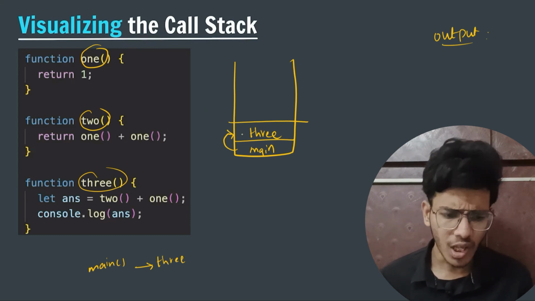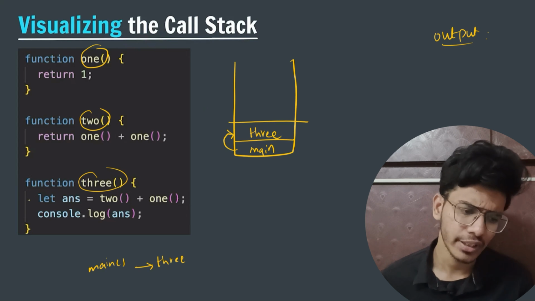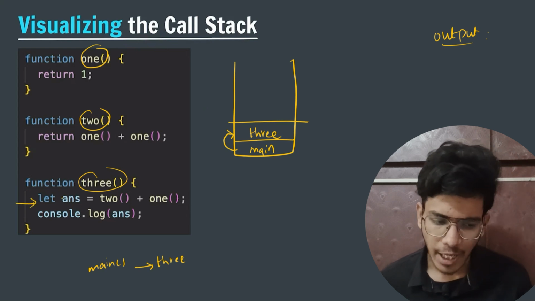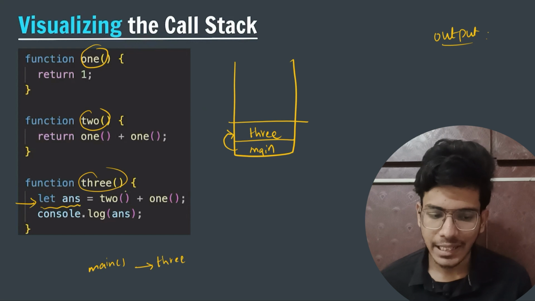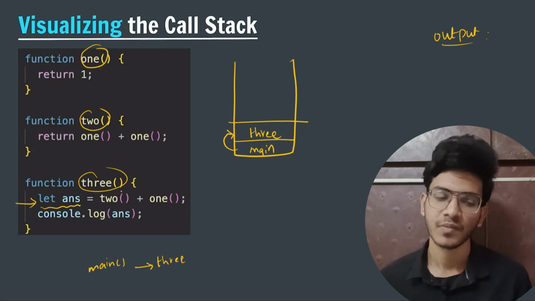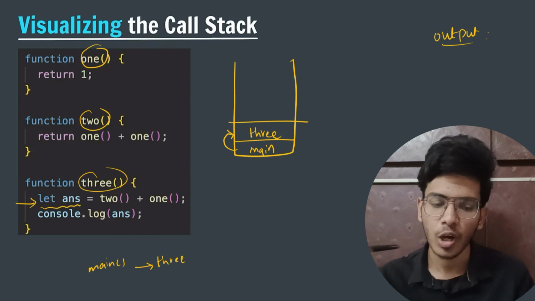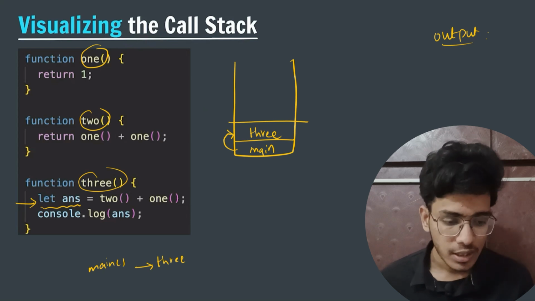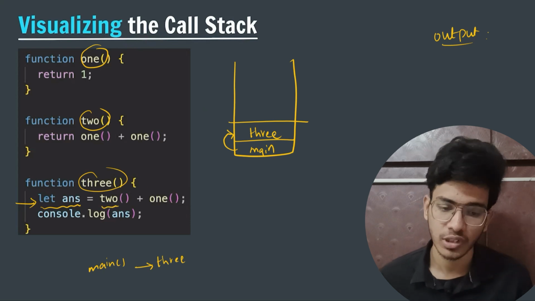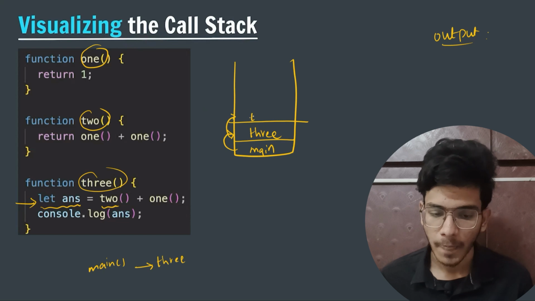Okay, so here I will call my 3 function. Now in the 3 function, the first line is I am creating a variable, let ans equals 2 function 3. I am calling my 2 function, I am calling my 1 function. Here the first function call is 2, so this will call 2.